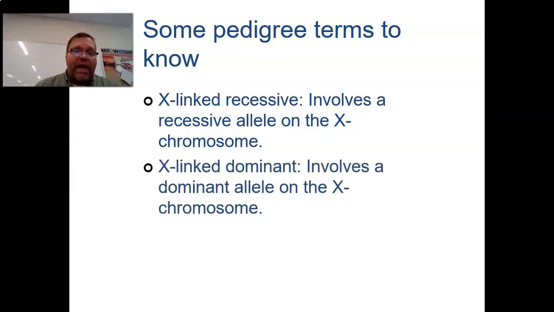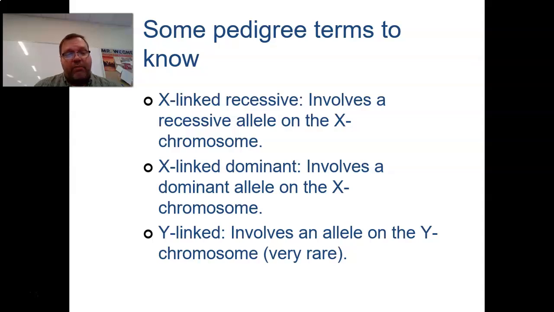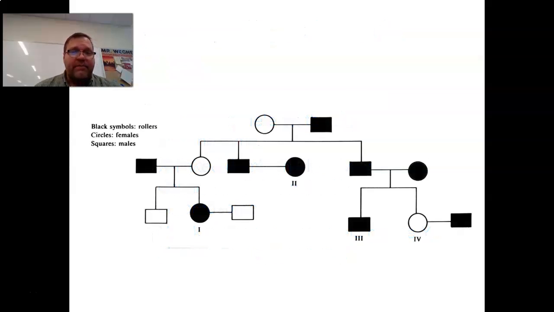Some pedigree terms to know. X-linked recessive. Recessive means the lowercase letter on the X trait of the sex link of this X chromosome. X-linked dominant means that it's a capital letter. And then very rare, but there are some Y-linked, which involves an allele on the Y chromosome. A Y chromosome, very rare. We're not going to talk too much about that today.